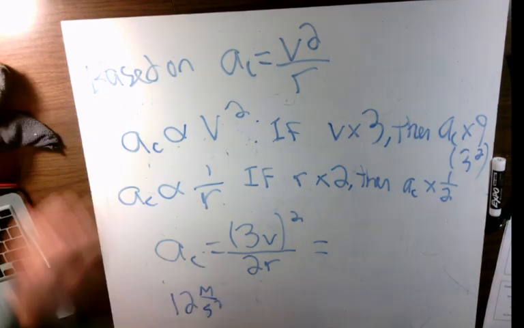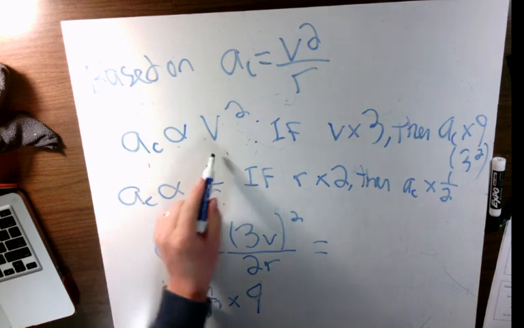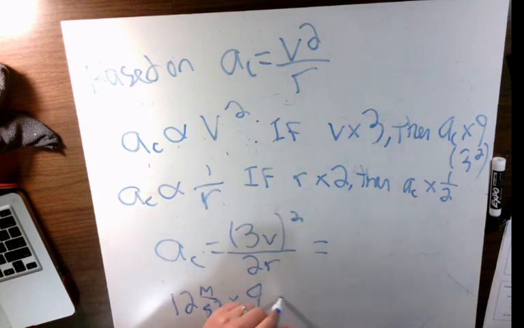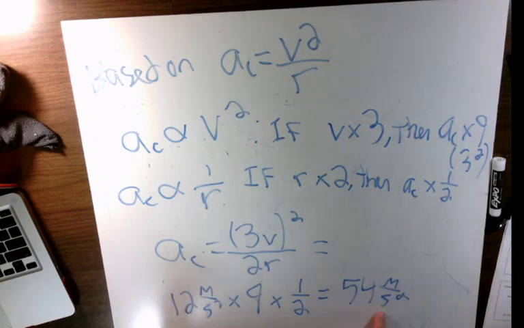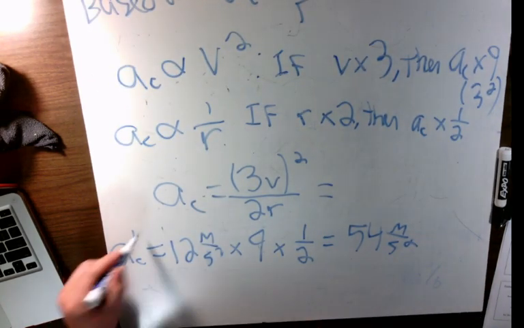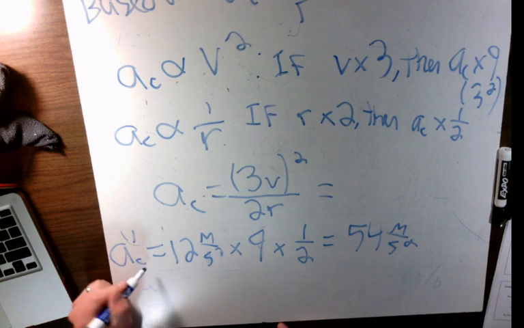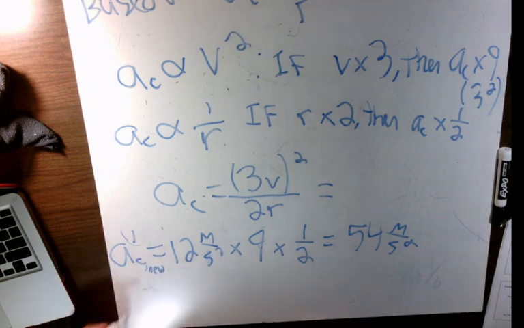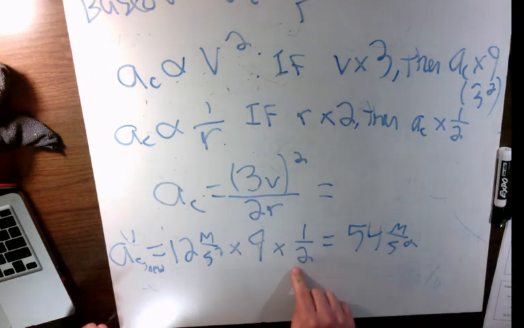We're going to take our 12 meters per second squared. We're going to multiply it by 9 from our speed that's being increased by 3. And we're also going to multiply it by 1/2, which gives us 54 meters per second squared. So that's the new, I'm using a new symbol. It's a prime. That means that it's the new or the changed one, right? Or you could call it a_c new, which is equal to our original times 9 from the speed times 1/2 from the radius.